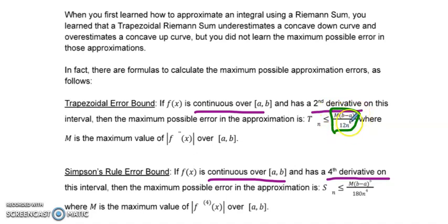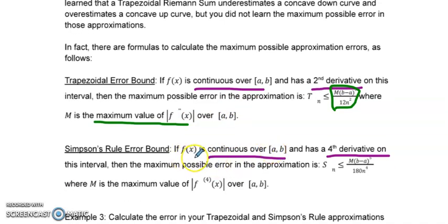cubed over 12n squared. And M is going to be the maximum value of the absolute value of the second derivative on that entire interval. For Simpson's rule, the maximum possible error is going to be M times (b minus a) to the fifth over 180n to the fourth, where M is the maximum value of the absolute value of the fourth derivative on that interval.